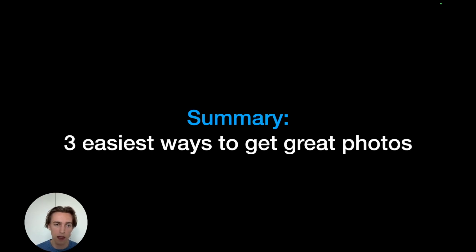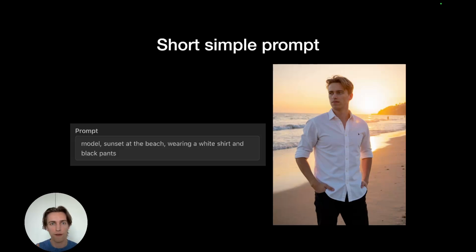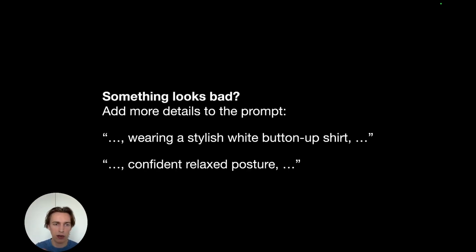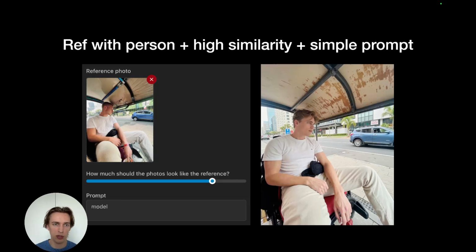So just to summarize everything, here are the 3 easiest ways to get great photos. The first is just a short, simple prompt like this, where you get a bit more of a pro look, but it works really well and is really easy. The second one is, again, a short, simple prompt, but now adding in a reference photo for the vibe and for the visible background like this. And again, if something looks bad, you can just add more detail, like what kind of shirt you want, what kind of posture you want, stuff like that. And then the last option is using a reference photo with a person. We use a high similarity and just a simple prompt, which could just be "model". And then you also get great photos this way.